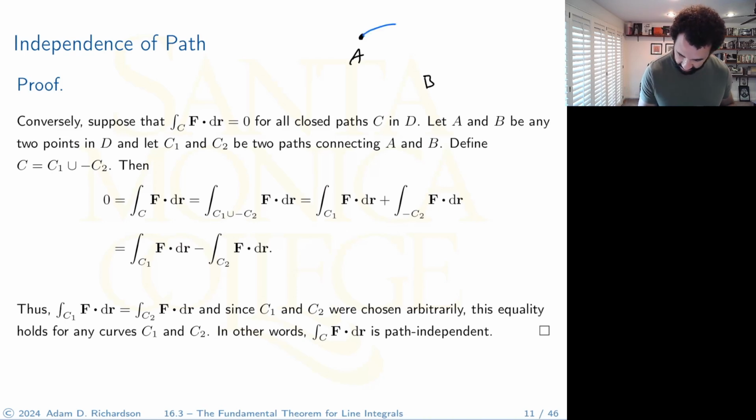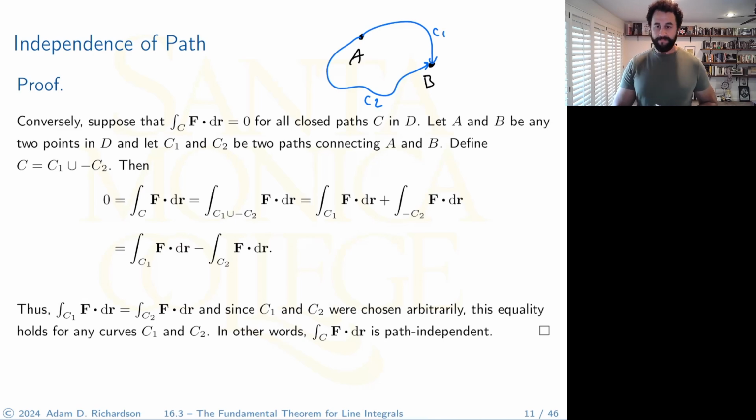Maybe C1 looks like this, and then C2 will go like this. Here's C2. Now what we're going to do is define a curve C as the union of these two curves, but we're going to change the orientation of C2. So remember, C2 went from A to B. So negative C2, the opposite of C2, is going to go from B to A. So that's what we're doing right here.